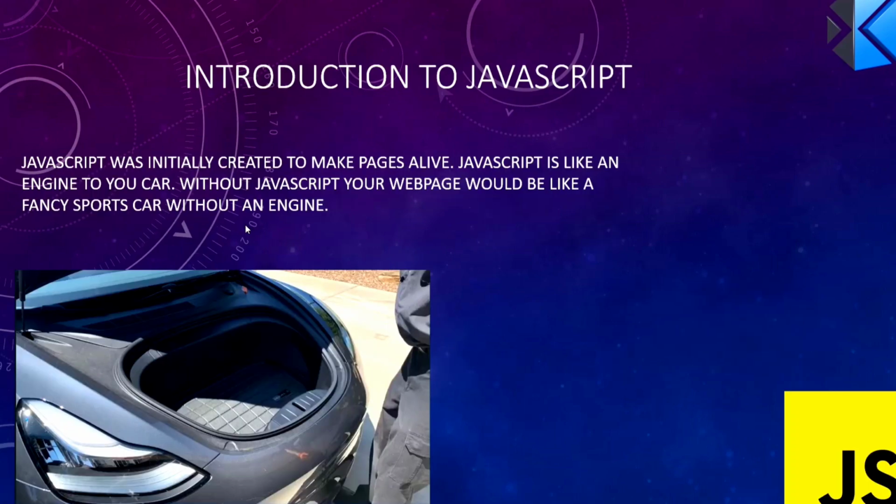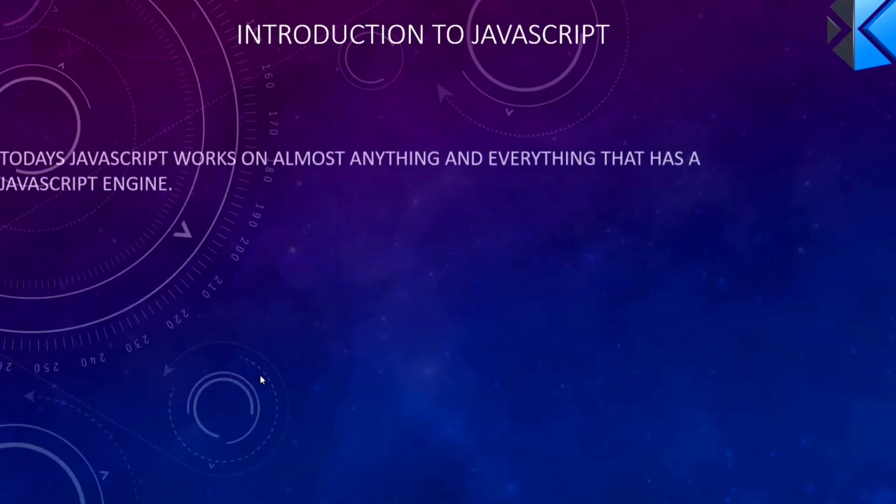So here, JavaScript was initially created to make pages alive. JavaScript is like an engine to your car. Without JavaScript, your web page would be like a fancy sports car without an engine. I have just shared a cute photo here, but that's a photo of a Tesla, and a Tesla doesn't need an engine in the front, it's in the rear. But yeah, your car would look something like this. There is no engine, so you have this beautiful car, but it won't run because it doesn't have an engine. JavaScript is something like that. You create much more beautiful pages, but behind the page you don't have anything in it. There won't be any engine for this. So JavaScript is something like that.